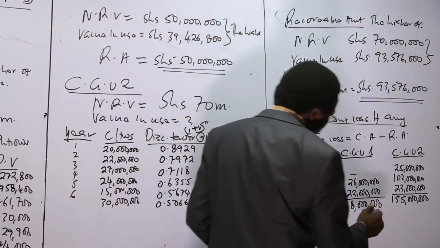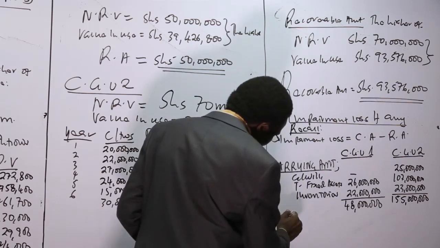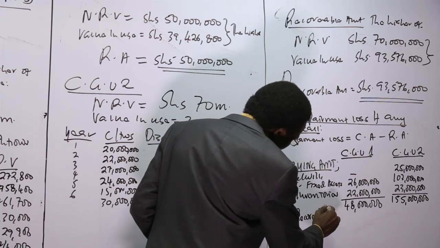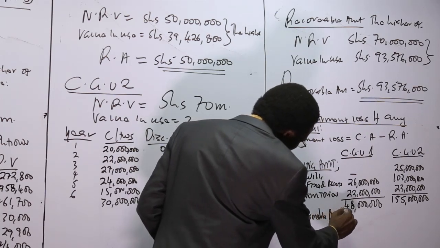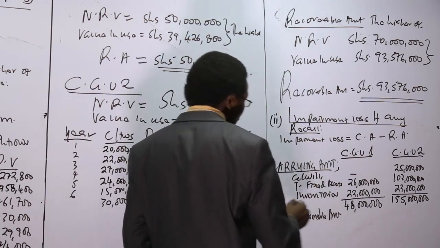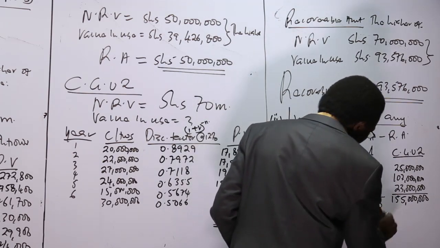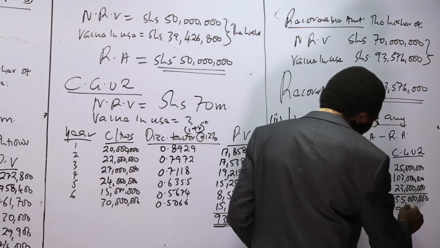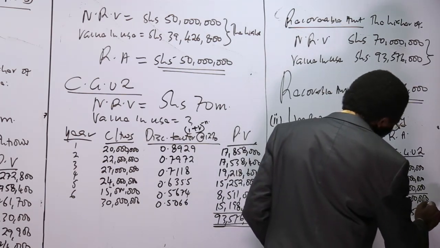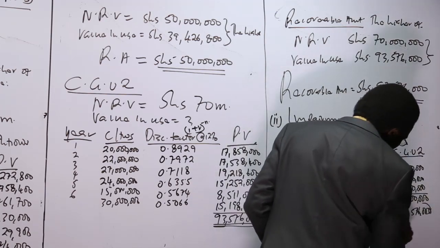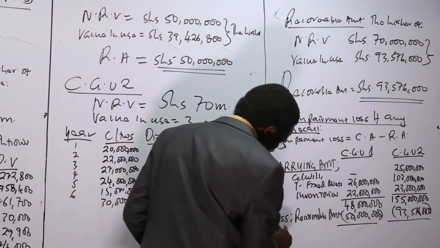Then we now less the recoverable amount, which we have already identified. The first one was 50 million. The second one is 93 million. Now what will be our impairment loss?